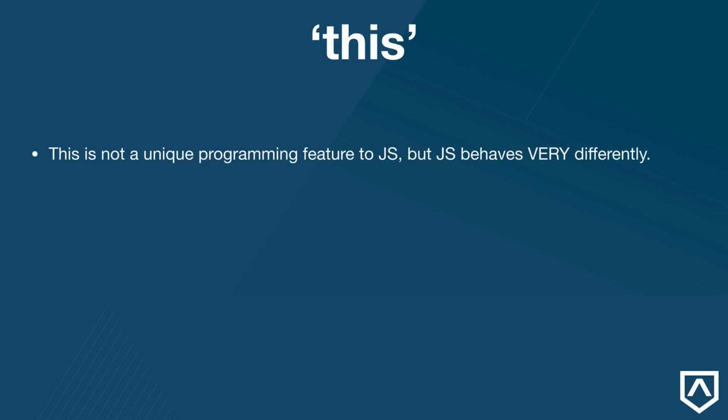Before we go over the principles of the this keyword, we need to understand why we're learning this. You're going to see the this keyword all over JavaScript. It's not unique as a programming feature to JavaScript, but you're going to see it in other languages. The difference is that it behaves very differently in JavaScript than it does in, say, Java. So this is basically just a pronoun that's used in place of an object.